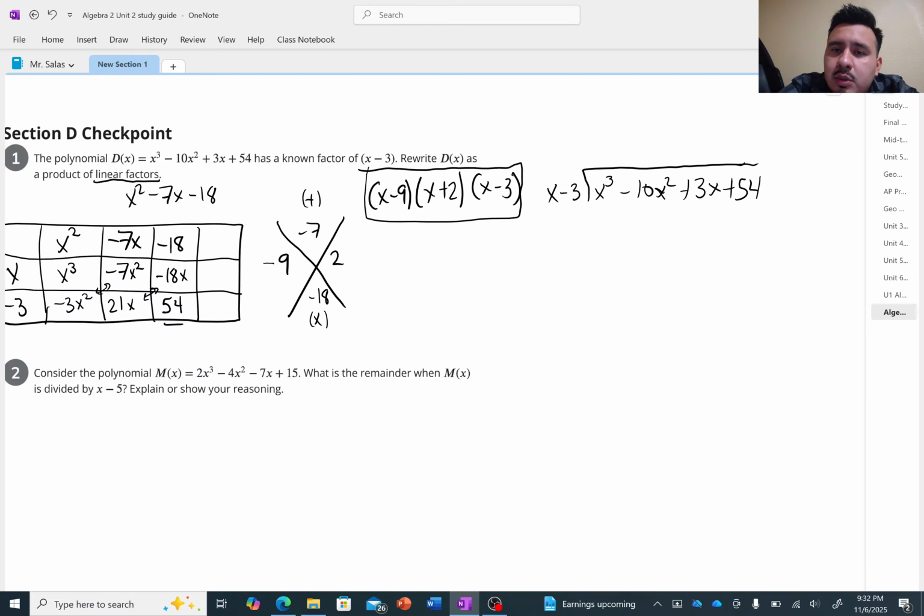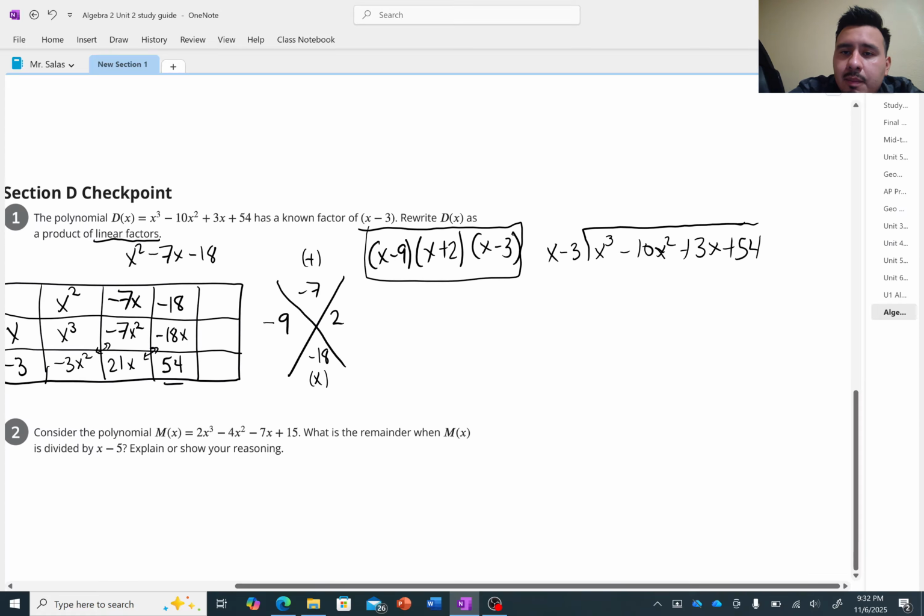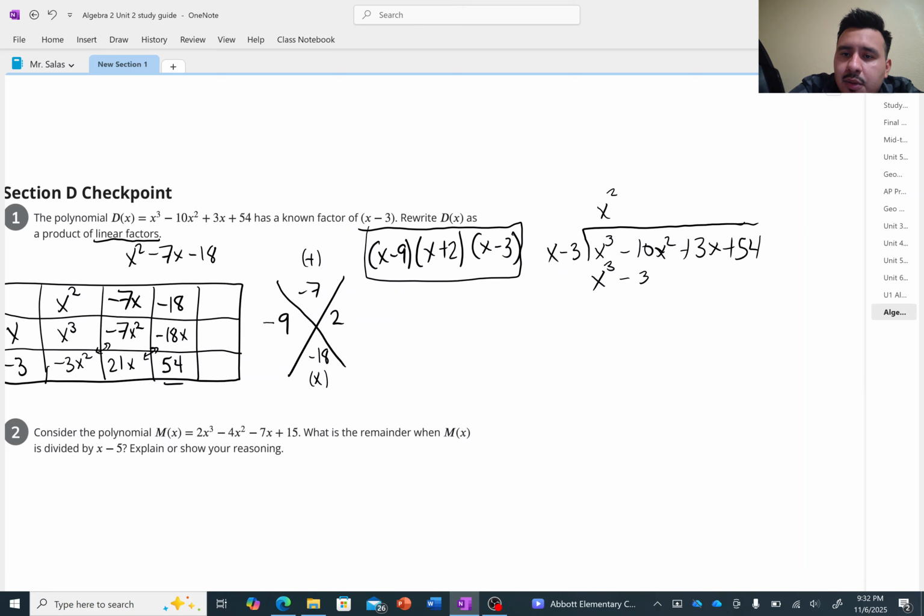So what do I need to multiply my x by to get an x cubed? Well, I need an x squared. X squared times x gives me x cubed. X squared times negative 3 gives me negative 3x squared. Put it in parentheses, do the minus sign. The x cubes will get canceled out, and I will get negative 10x squared minus negative 3x squared. That's actually going to turn into a plus sign, so it's going to be negative 7x squared. I bring down the positive 3x, so it's going to be plus 3x.